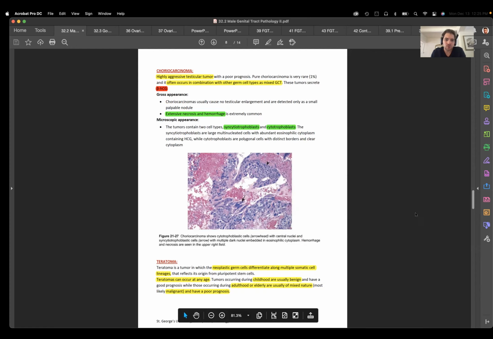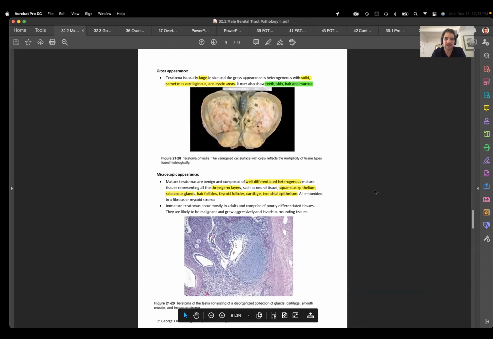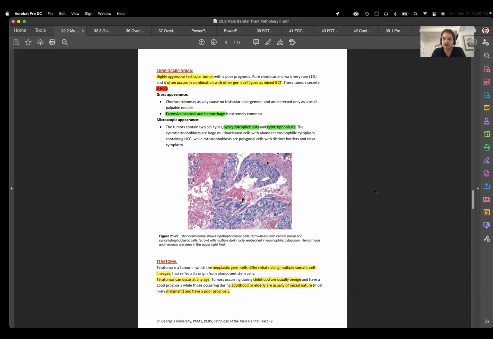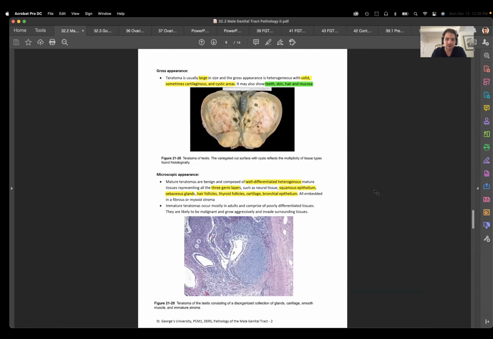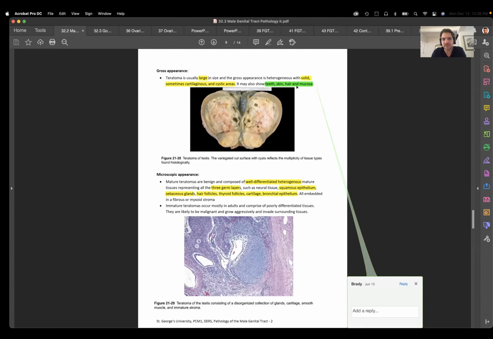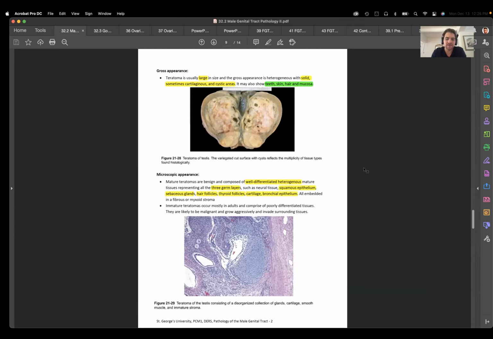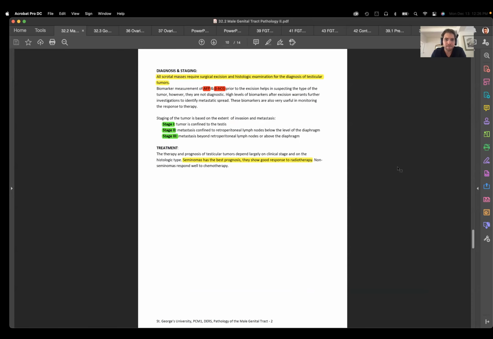All right, so teratomas, also you know about those. These are those mixed cellularities. You can get all 3 germ cell layers, ecto, meso, and endodermal components to it. So these can show skin, hair, teeth, stuff like that, but it's obviously more common in women, but you can get it in guys.